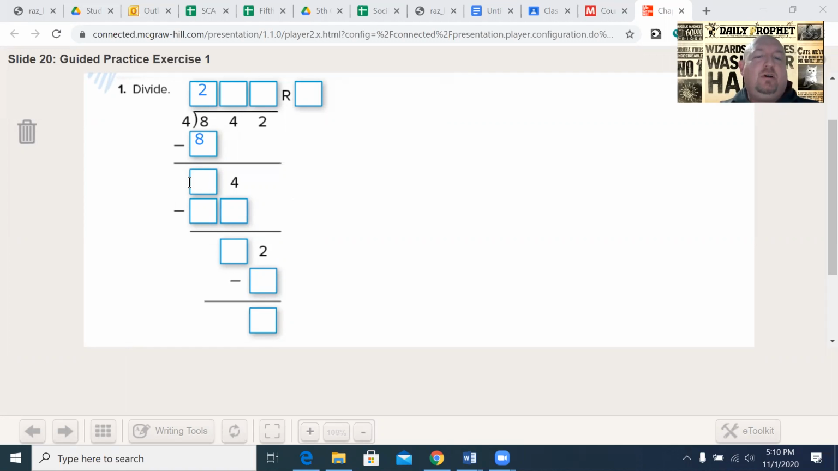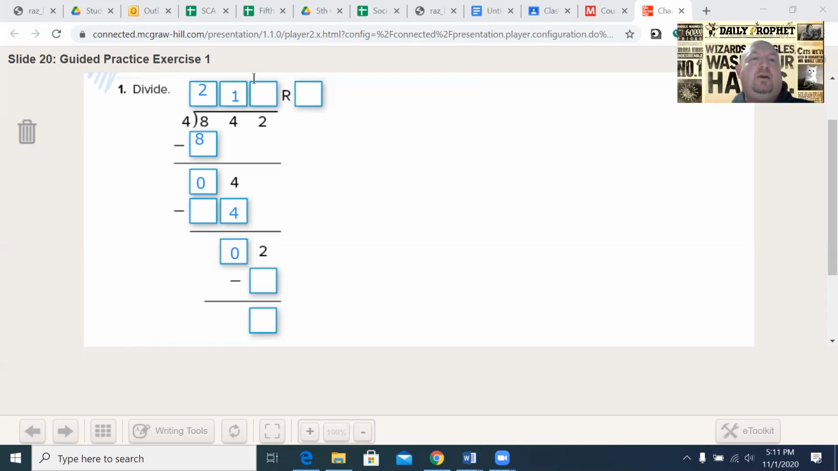8 minus 8 is 0. 0 is less than 4, so I bring down the 4. How many times is 4 going into 4? If the divisor and the number we're going into are the same, it'll give us a 1. Identity property time, 4 times 1 is 4. You could write 0, 4 if you need to help keep track of yourself. I am not going to do that because I wouldn't in the real world. So I subtract, I get a 0.